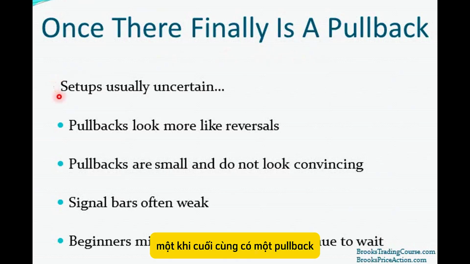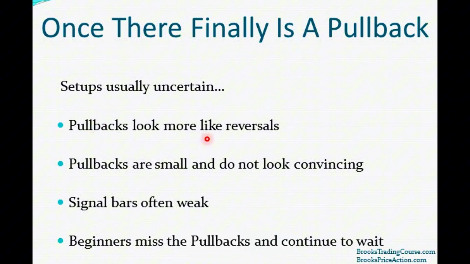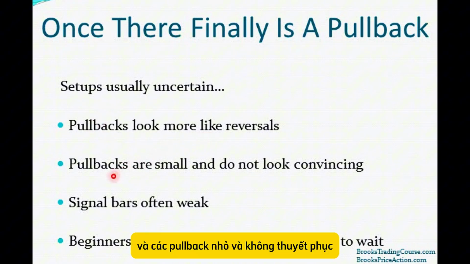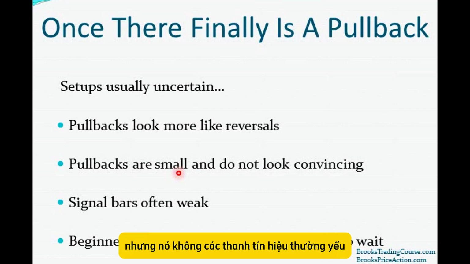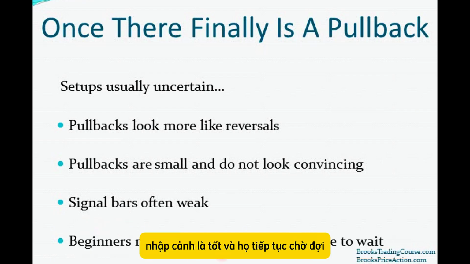Once there finally is a pullback, the setup is usually less clear. It's more uncertain, and the pullback begins to look like a reversal to a beginner. The pullbacks are small and not convincing. It doesn't look like the trend will resume, but it does. The signal bars are often weak in a pullback in a strong trend, so the beginners choose not to take the pullback trade. They miss the pullback entry as well, and they continue to wait as the trend continues onward.